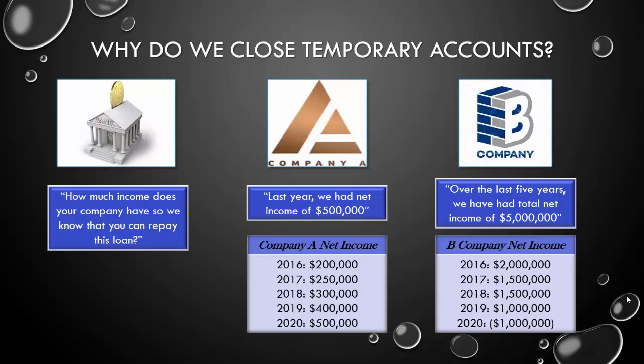In 2019, it declined again to $1 million, and then last year in 2020 they lost $1 million. They had a losing year for B company. Well, now if you're the bank, you're looking at who am I going to lend this money to? It's obviously company A, because company B lost money last year. They're going to be able to repay you if they're losing money at the current time.